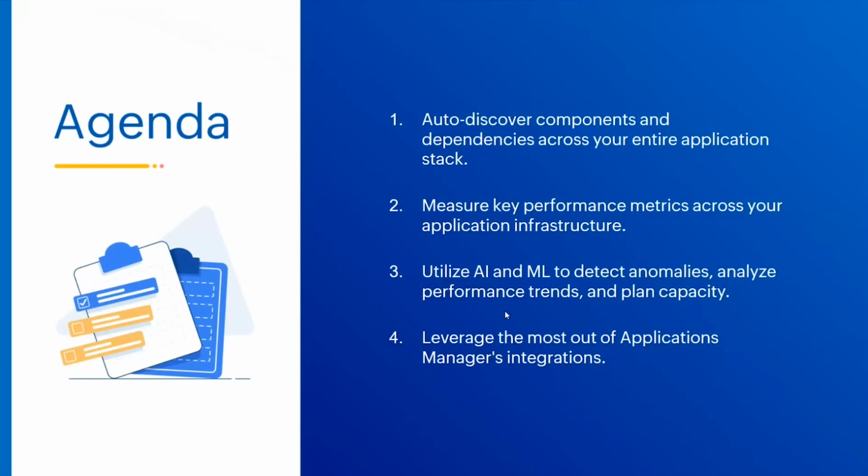Let me walk you through today's agenda. We have a 4-part session today. In the first part, we'll be looking at how you can auto-discover components and dependencies across your entire application stack with Applications Manager. In part 2, we'll be looking at how you can measure the key performance metrics across your application infrastructure. In part 3, we'll be looking at how you can utilize AI and ML to detect anomalies, analyze performance trends, and plan capacity. And in the last part, we'll be looking at how you can leverage the most out of Applications Manager's integrations and what all integrations Applications Manager supports.